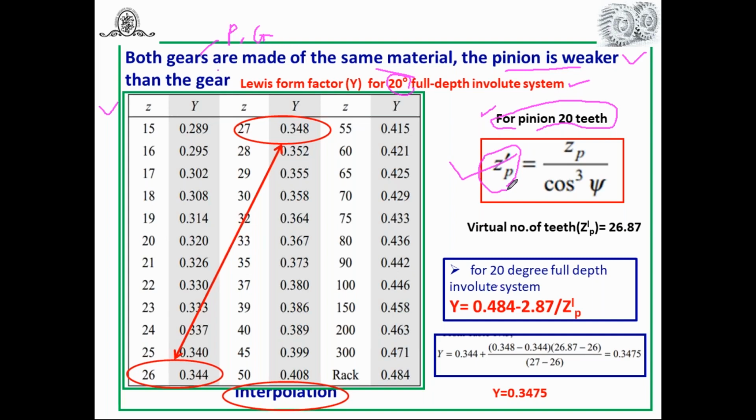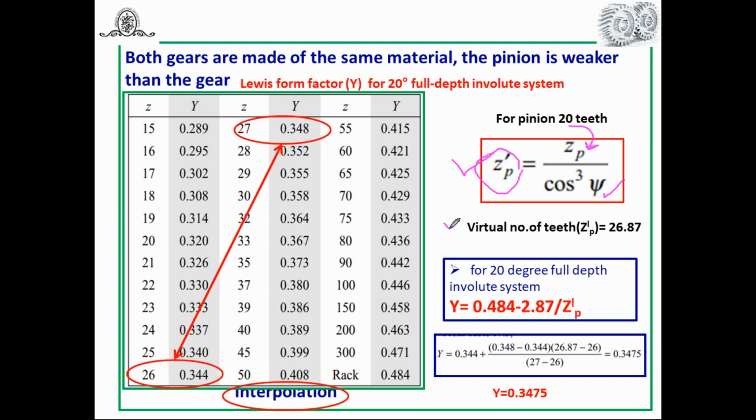Why virtual number of teeth on pinion? Because to find out ASB, beam strength, or ASW, again we have to find out the Lewis form factor based on the virtual number of teeth in helical gear. Try to understand. That's why first thing that you have to do is find out virtual number of teeth on pinion. And again, you know very well the virtual number of teeth on pinion, we have already derived this expression in earlier session also. Zp dash is equal to Zp upon cos cube psi here. Psi is the helix angle. So you can substitute this value Zp, it's given number of teeth on pinion 20, you will get Zp dash.